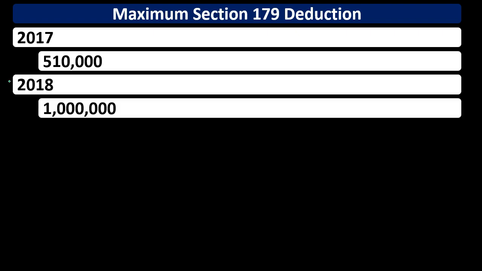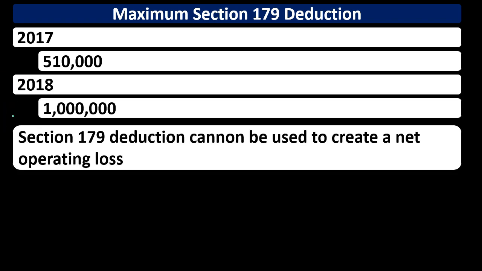So that means that we're going to be able to depreciate more in the year of purchase. In 2017, there is a cap of 510,000. In 2018, we've got the 1 million. So we've got the increase in the amount of 179 deduction that can be taken. The 179 deduction cannot be used to create a net operating loss, however.